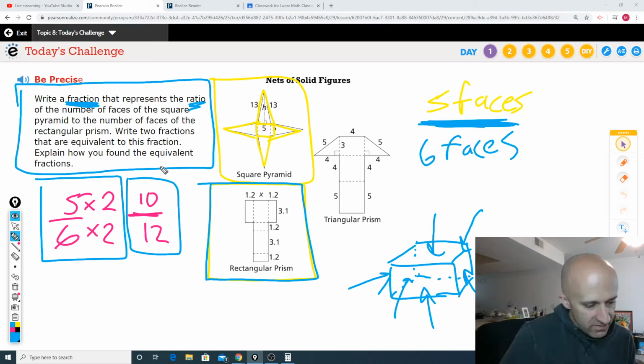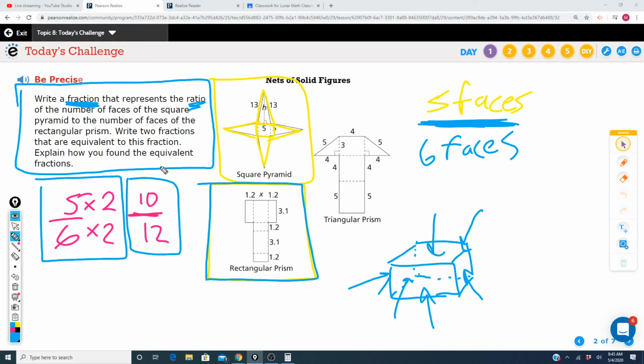So if I have that 5 over 6, I want to find an equivalent fraction. I want to multiply both the top and the bottom by the same number. In this instance, I can take a 2, a 3, a 4, a 5, a 10, a 254, or a 9,204.